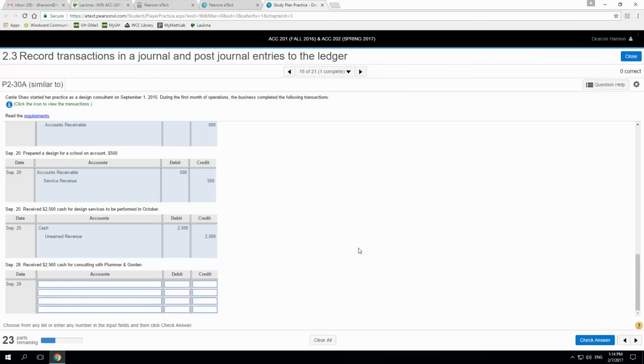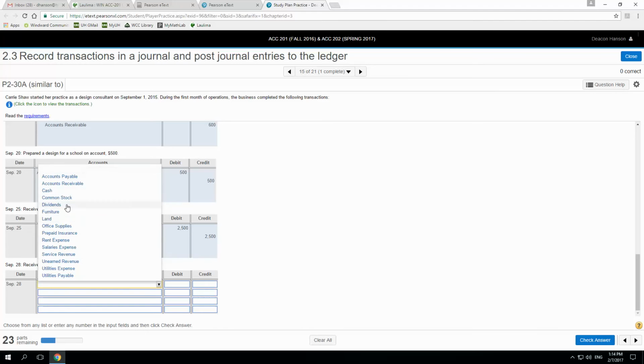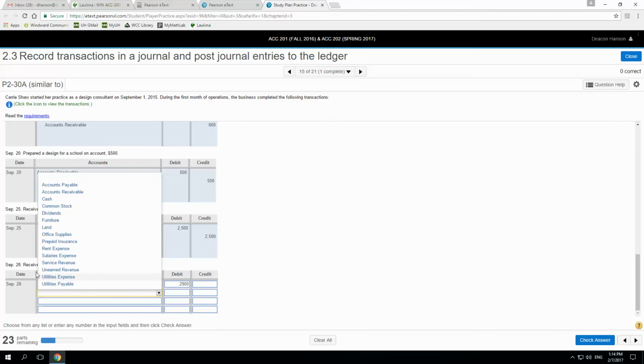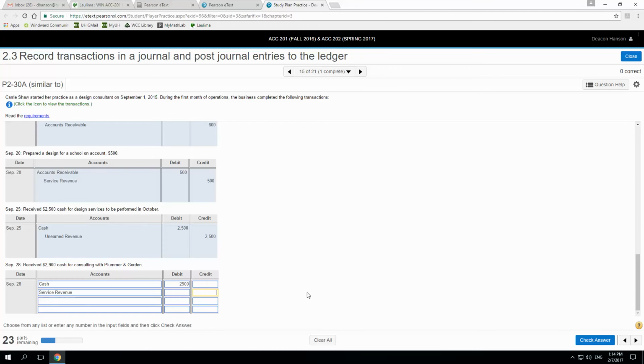We received $2,900 cash for consulting with Plummer and Gordon. So this sounds like a situation where the job was done and the cash was paid right then and there when we completed the work. So we can call that one service revenue. We'll book it straight to service revenue and debit cash.